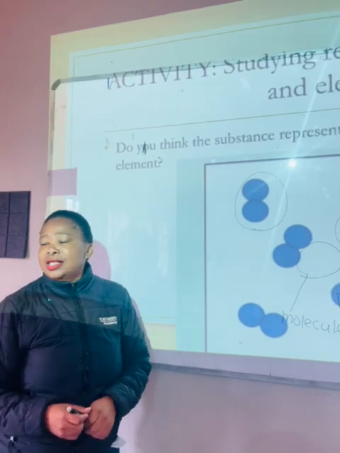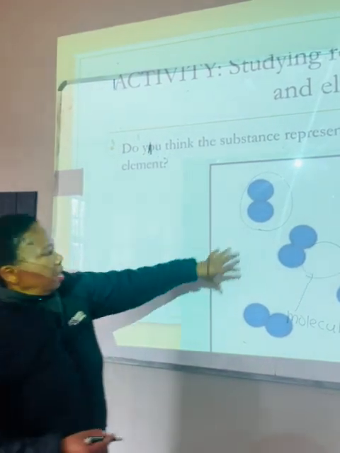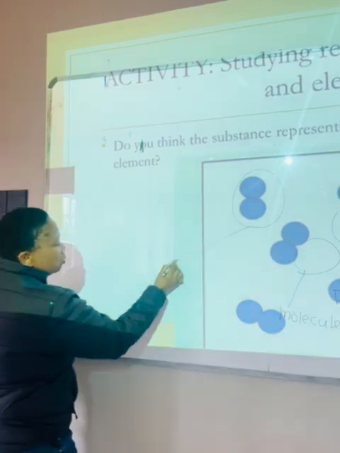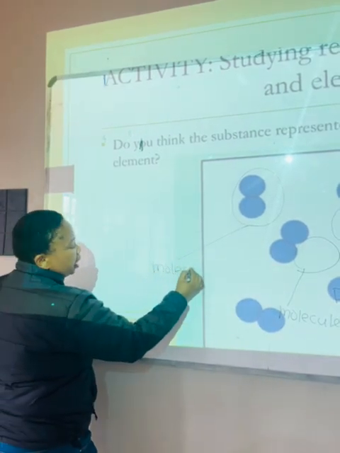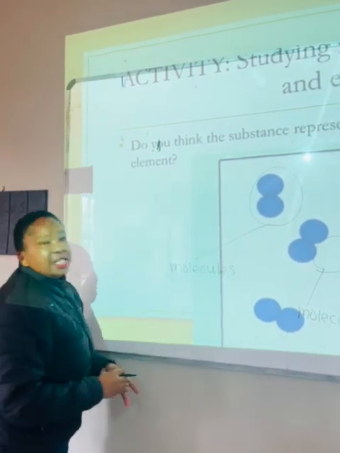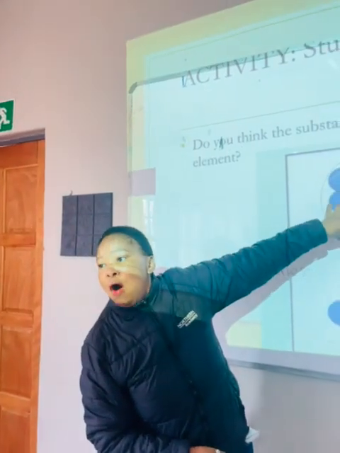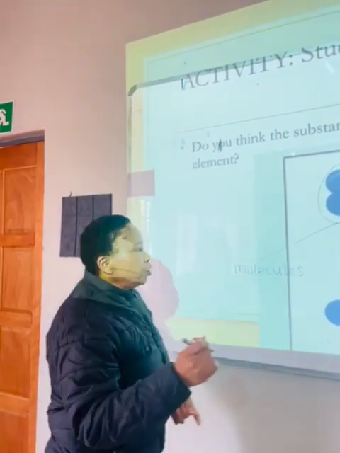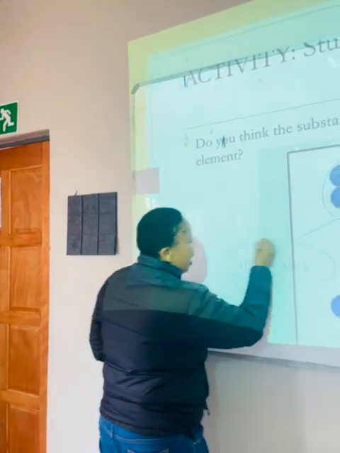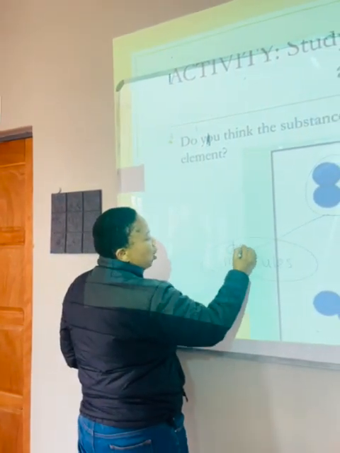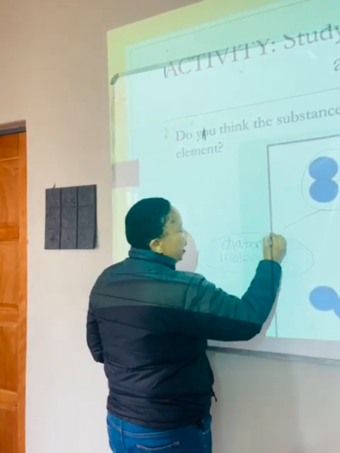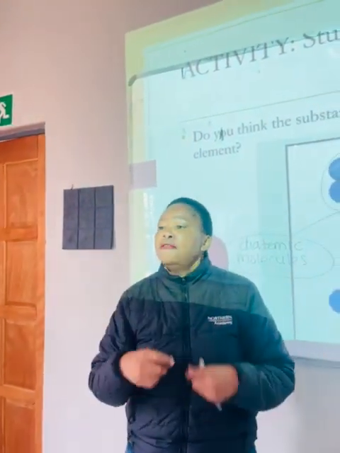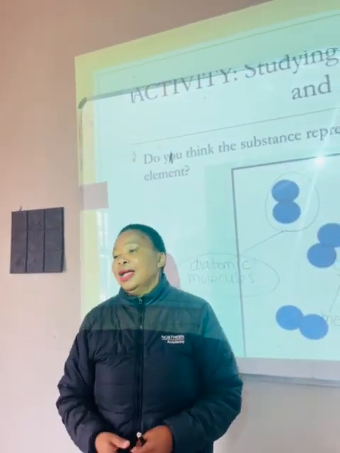I know that there is a misconception, because now you see that even these atoms here form molecules. But these molecules are formed by atoms of the same kind, and we call this type of molecule a diatomic molecule. The molecules are of the same kind.